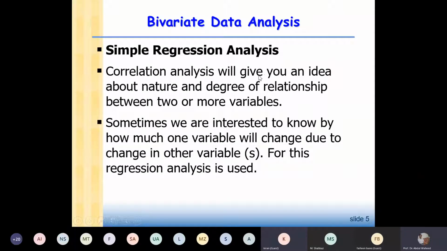Okay. So then if we get a correlation coefficient of 0.9895, we will say there is a strong positive correlation. But the question is, what about the causality? So we want to know if one variable increases by 1 unit, by how much the other variable will change. Correlation will just tell you the nature and extent of relationship between two variables.